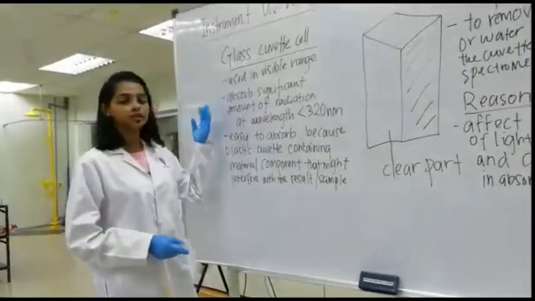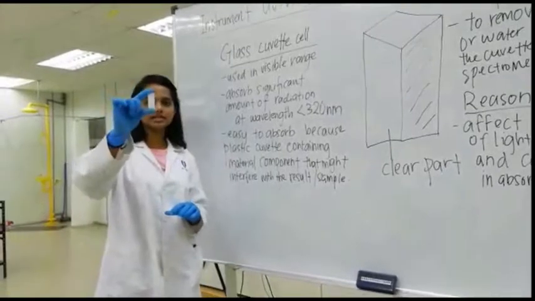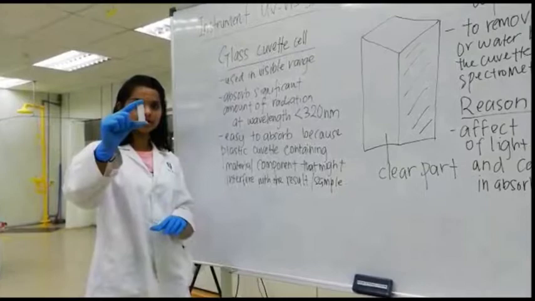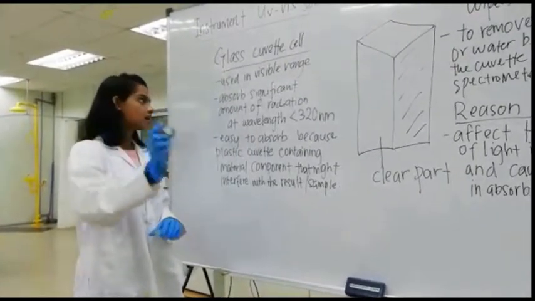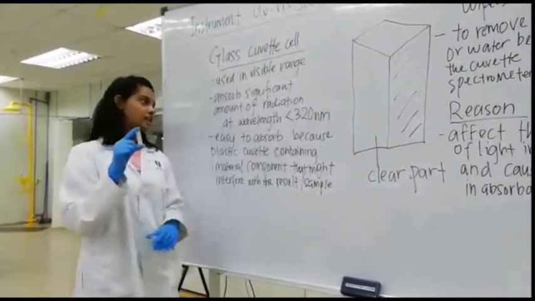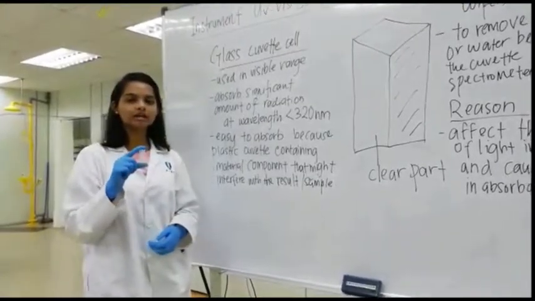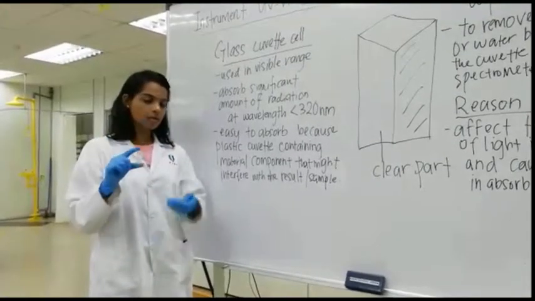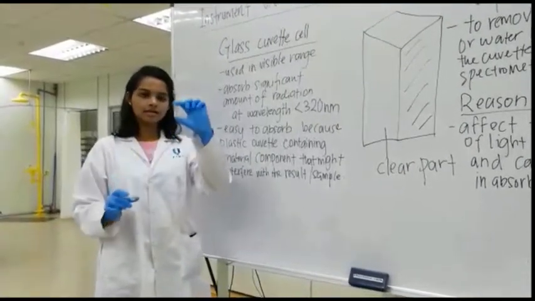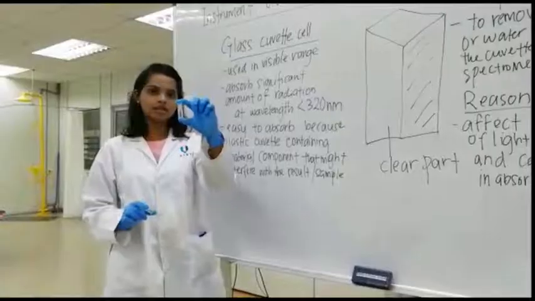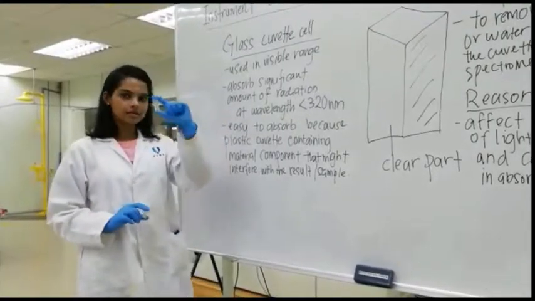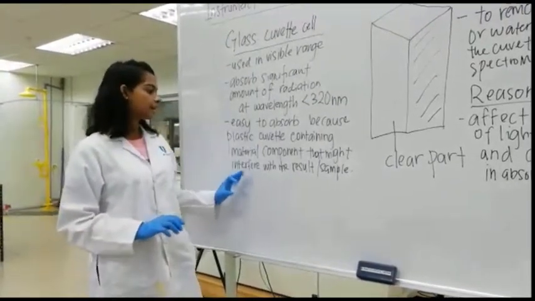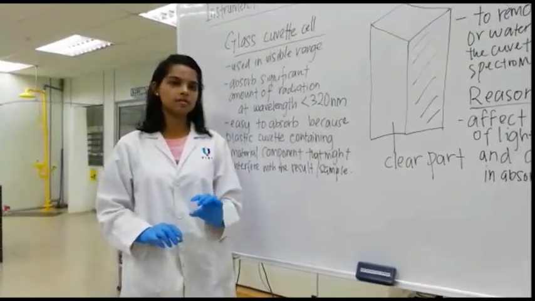Next is the glass cuvette cell, which is this glass cuvette cell. This glass cuvette cell used in the visible range absorbs a significant amount of radiation of wavelength below 320 nanometers, and it absorbs easily compared to this plastic cuvette cell, because this plastic cuvette cell might contain material components that might interfere with the result of the sample.